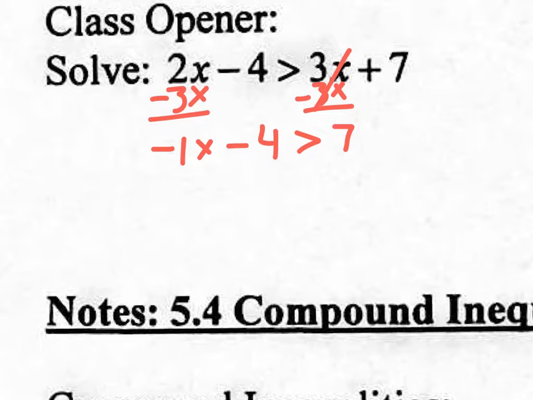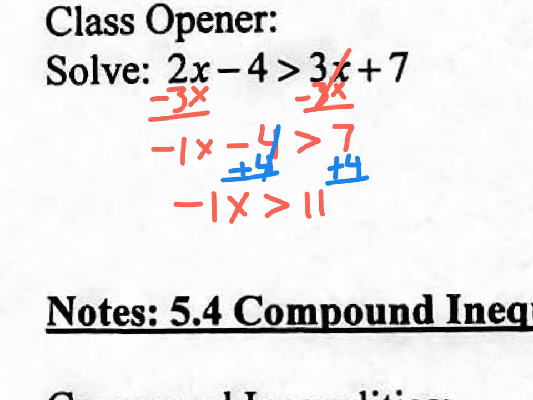So I need to get x by itself. What would I do next? Add 4. Thank you. Add 4 to both sides, and you're going to have a negative 1x is greater than, that is 11. Final step.